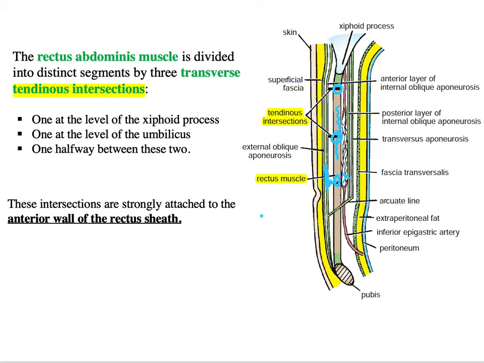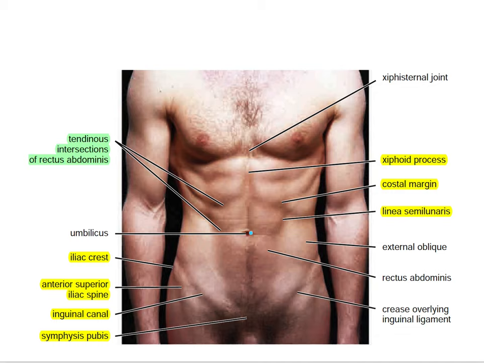Here is just surface anatomy. You can look at it, guys. I'm going to invest the time so you can look at it. It's interesting to know the surface anatomy, like the umbilicus and the location of the xiphoid process. Here is the linea alba, linea semilunaris, symphysis pubis, pubic tubercle, anterior superior iliac spine, and inguinal ligament.